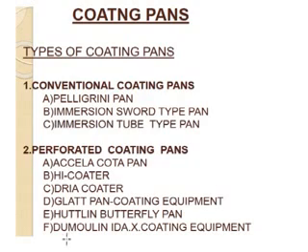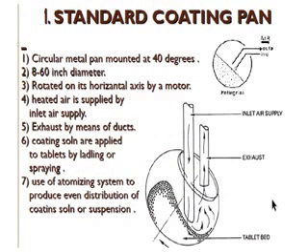Perforated coating pans have about 5 types: the Accela-Cota pan, Hi-Coater pan, Dria coater pan, Glatt coating equipment, Huttlin Butterfly pan, and then the Driacoater IDA coating equipment pan. So these are the different pans under the various coating pans.